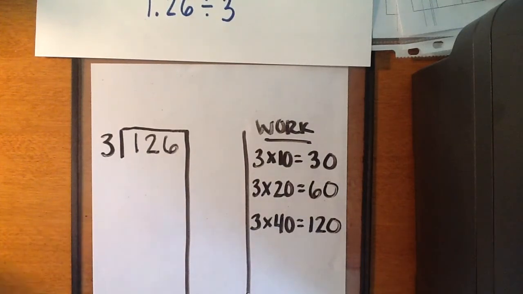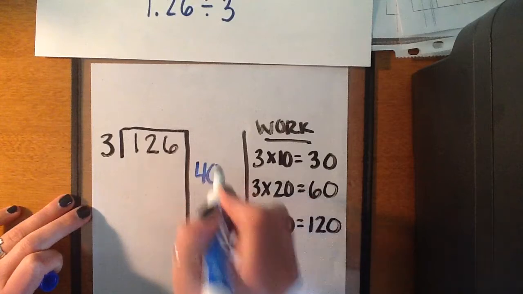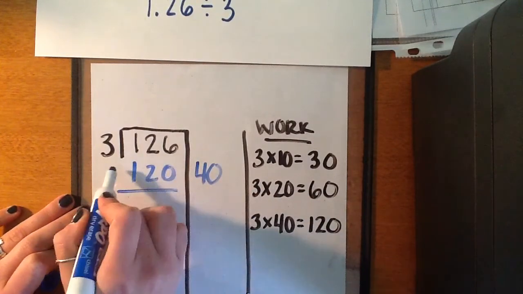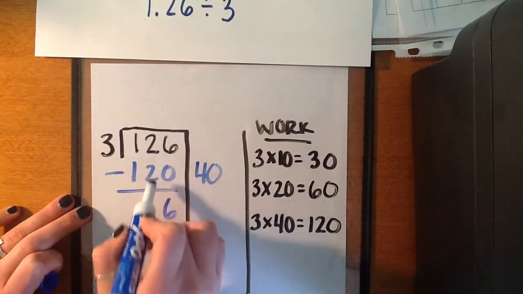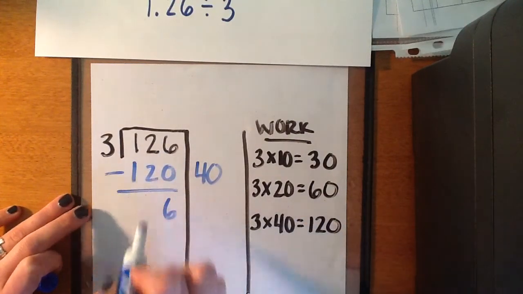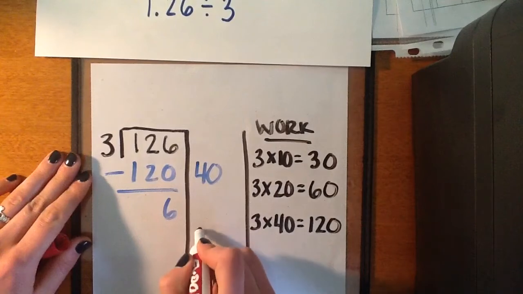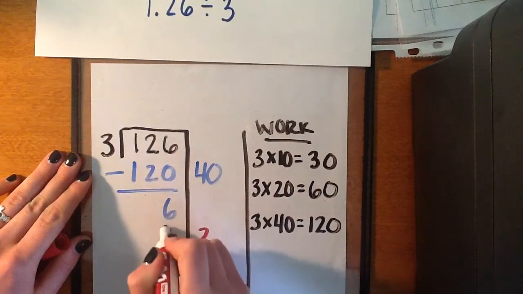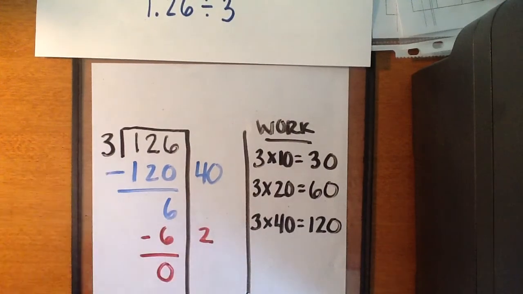So I'm going to be doing 3 times 40 is 120. I subtract. 6 minus 0 is 6. 2 minus 2 is 0. And 1 minus 1 is 0. This is the easy part. 3 times what is 6? Well, I know 3 times 2 is 6. 3 times 2 is 6. So I subtract. 6 minus 6 is 0.